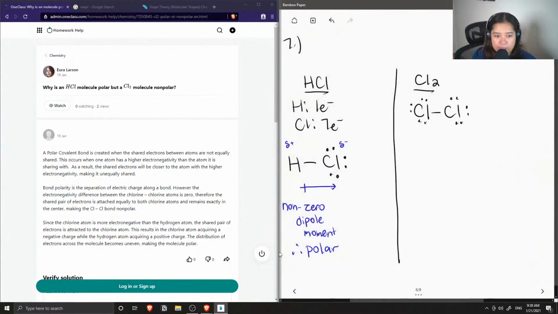And the reason why is because these chlorine atoms have the exact same electronegativity, so they're going to cancel each other out. So we can say that we have no dipole moment, because they cancel each other out. So therefore Cl2 is nonpolar.